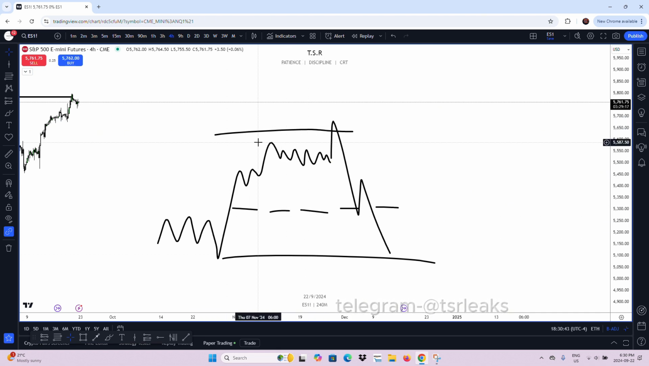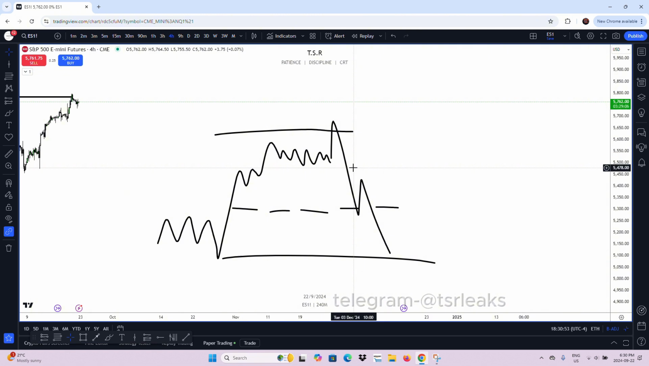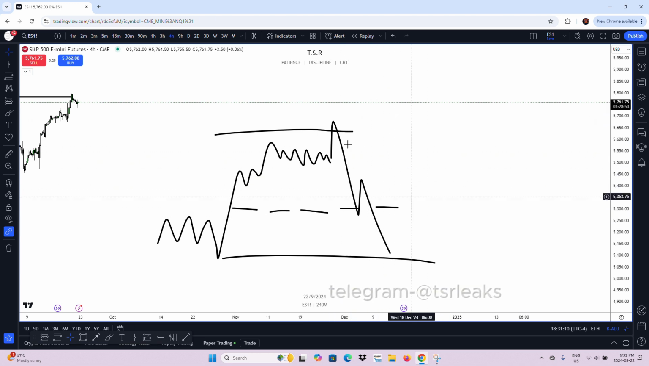We expand, price stops the expansion and starts to range. Where are we ranging? Below a key level. Price will then only do one of two things. Sorry, one of three things. Price will manipulate that high and start to expand lower, or price will manipulate a low, expand into the high, and immediately reverse back down.